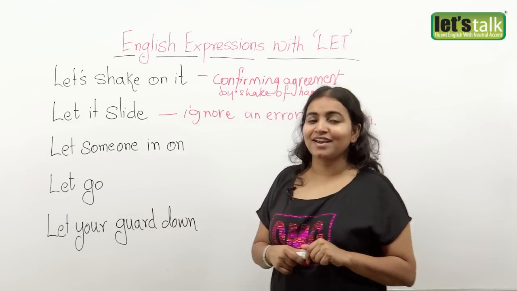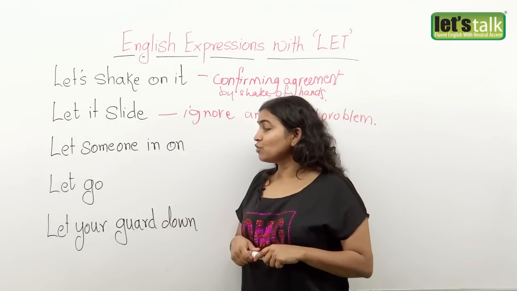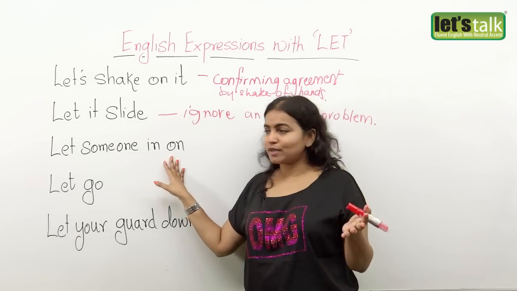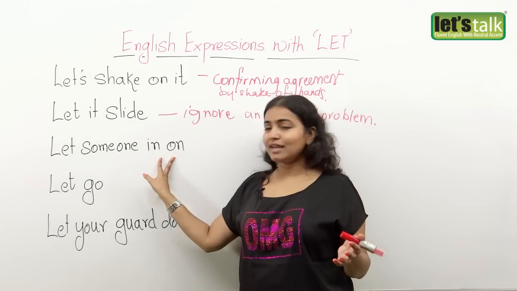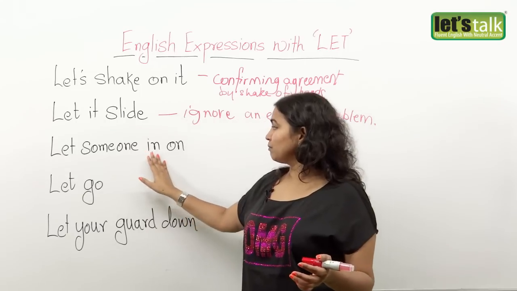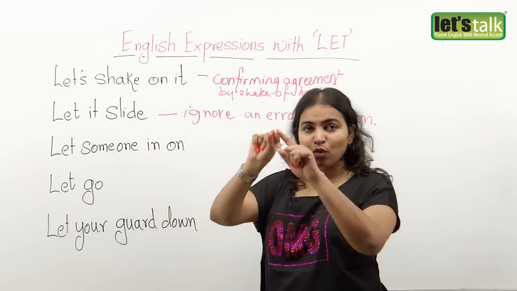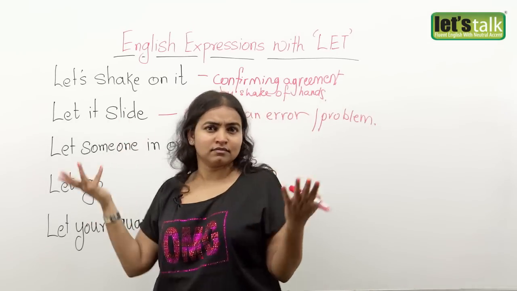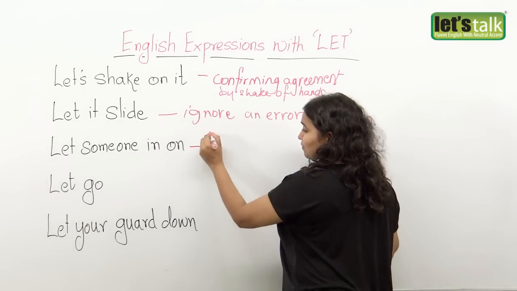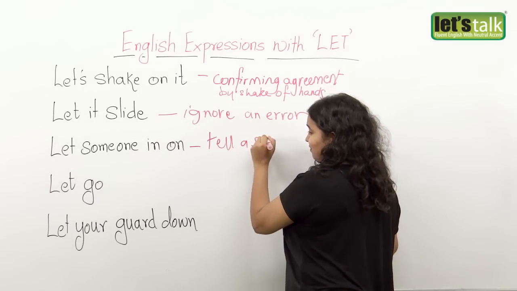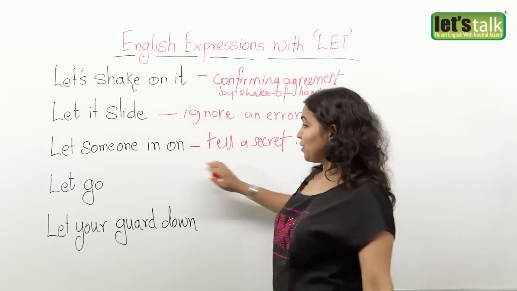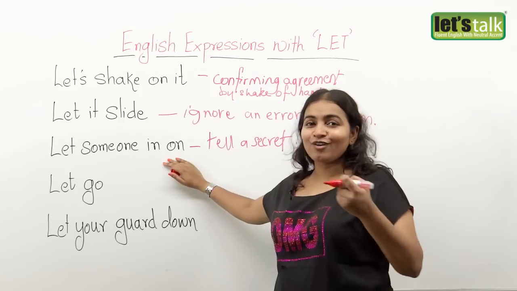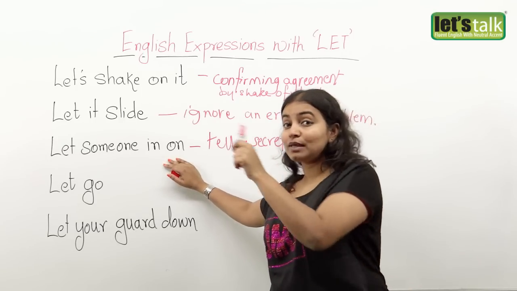So letting something slide is making a choice to ignore a person's mistake or a person's error or a problem in particular. Okay, and the next one is to let someone in on. Well, this seems to be a little bit strange because we've got two words which are prepositions, which are in and on, in one sentence and together, right? So what is it to let someone in on? It basically means to tell a secret. So when you want to tell someone a secret, you are letting someone in on something that you know and that other people don't know.